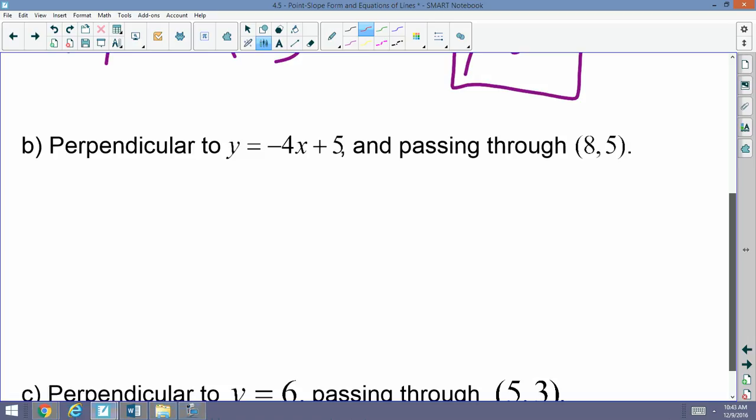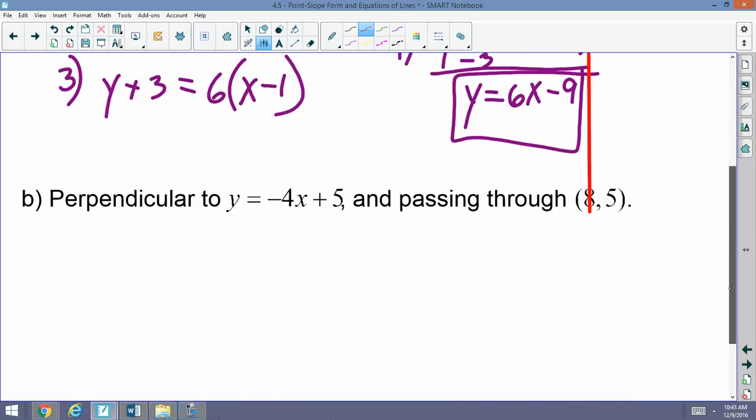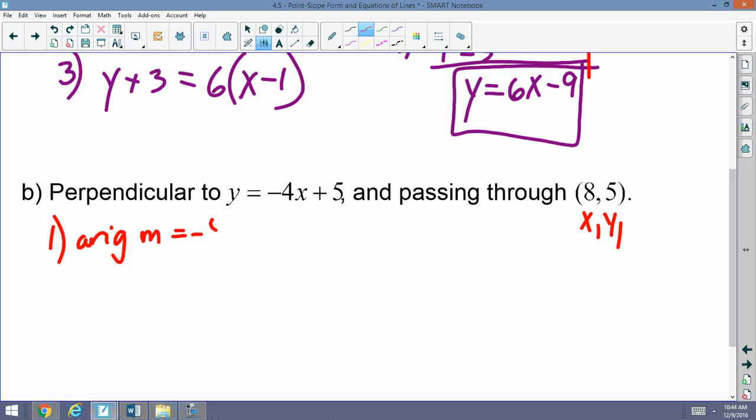Now I want it perpendicular to y equals negative 4x plus 5 and passing through 8, 5. Please be consistent. So this is x1, y1. What's my original slope? Excellent. What's my perpendicular slope? 1/4. Now we have everything we need to rock and roll.